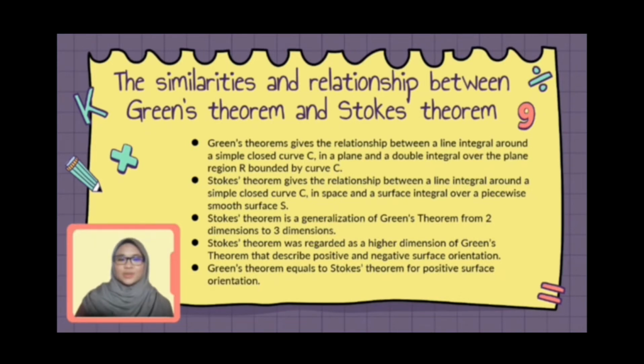The relationship between Green's theorem and Stokes' theorem is that Stokes' theorem is a generalization of Green's theorem from two dimensions to three dimensions. Stokes' theorem is regarded as a higher-dimensional version of Green's theorem that describes positive and negative surface orientation, while Green's theorem equals Stokes' theorem for positive surface orientation.